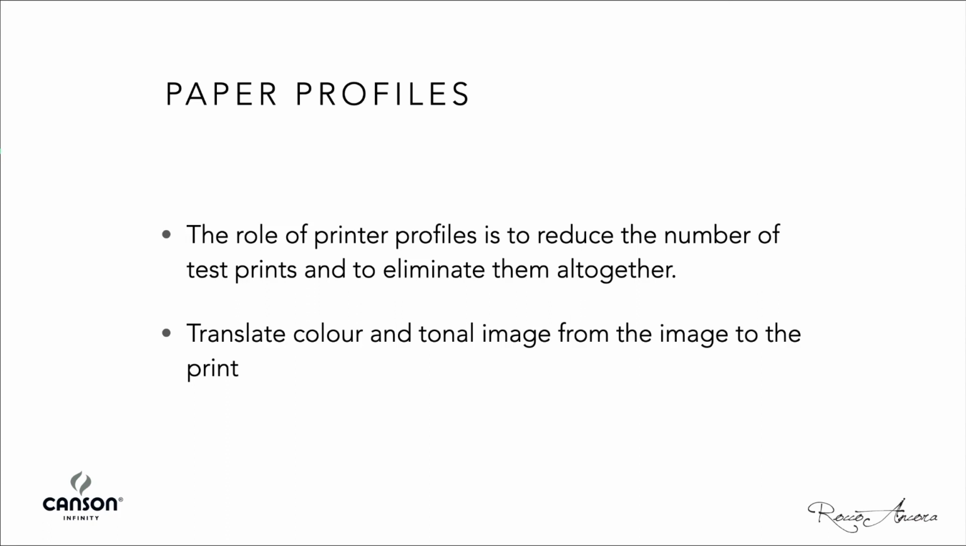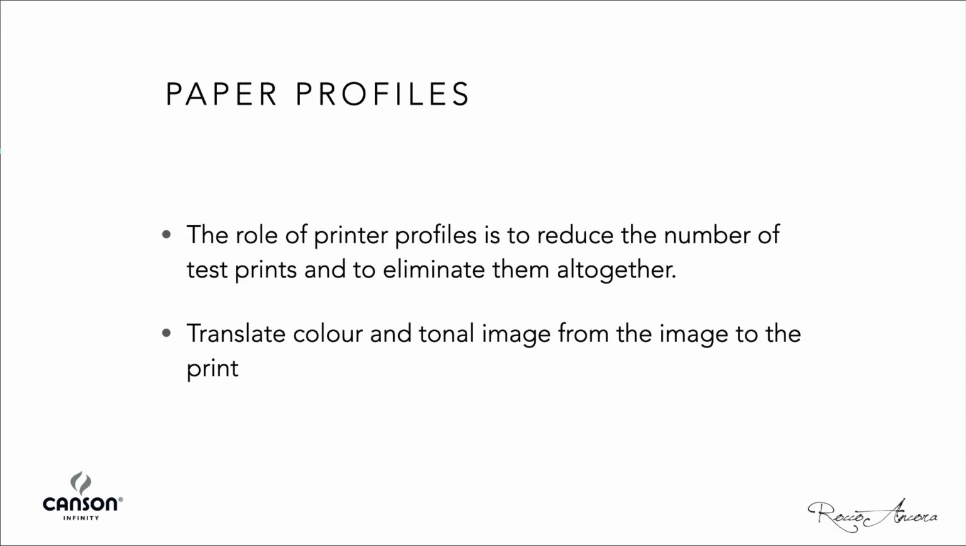But also the paper profile is the way that color is translated from the pixel data to the print data. So basically it acts like a translator between pixels and dots of ink on a printed page. Now, when we look at an image on screen, every pixel, as I said earlier, has an individual color with a specific color value.